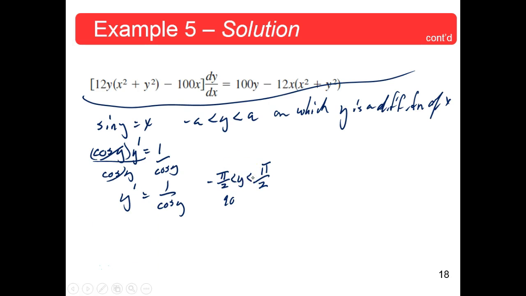Now, question. Did I mess something up here? Should that be less than or equal to?